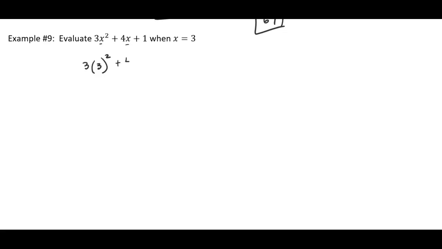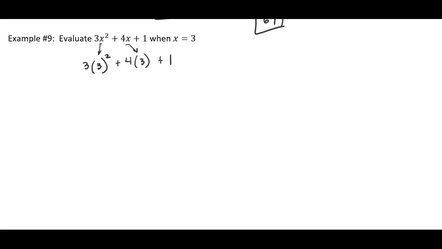Okay? So it's really important that you put the parentheses in right. Plus 4 times 3 plus 1. And so the x there became a 3, and the x there became a 3. But that notation is important. You don't want it to look like 33 squared, and you don't want it to look like 3 times 3 and then squaring that. So you have to follow the order of operations, and sometimes it's easy to get confused.